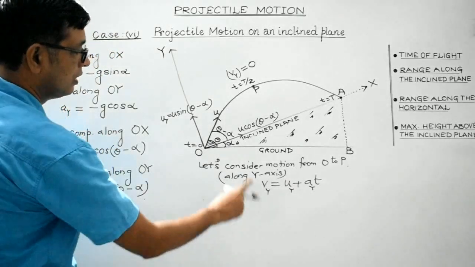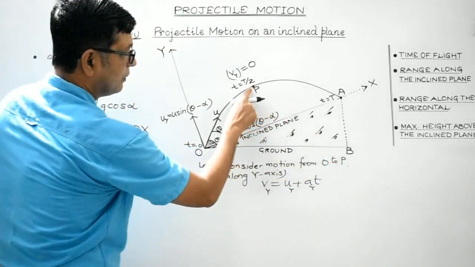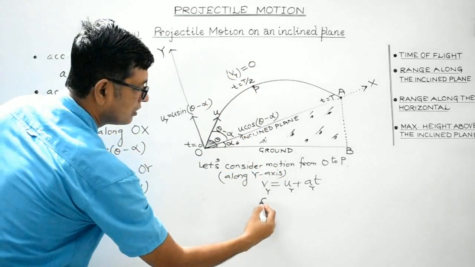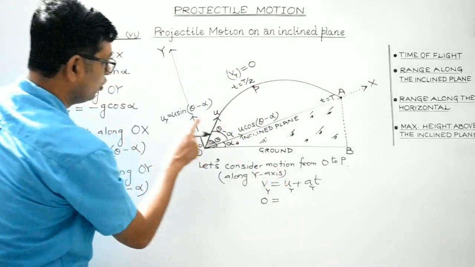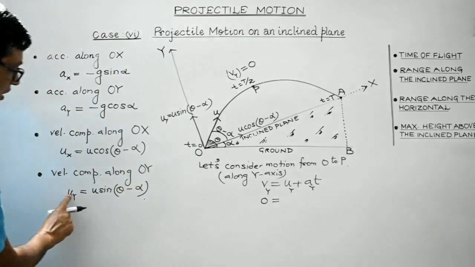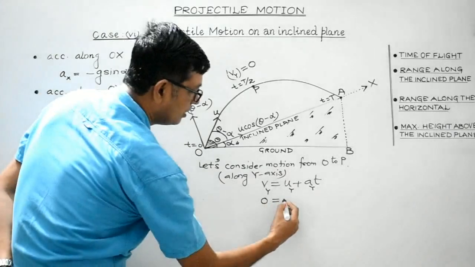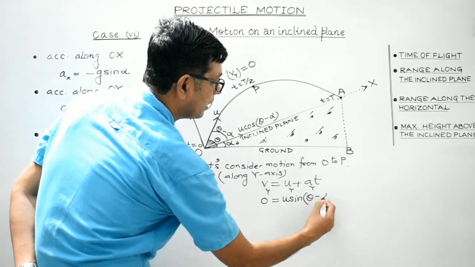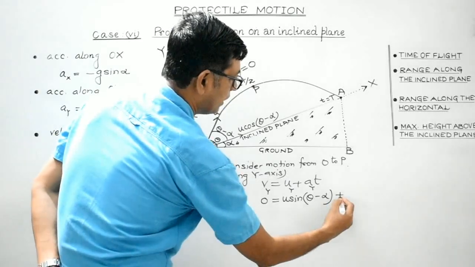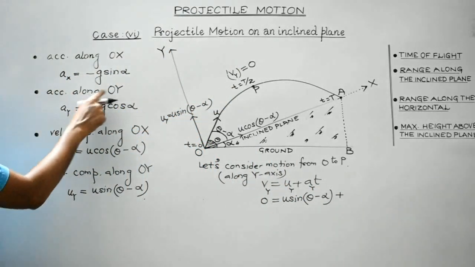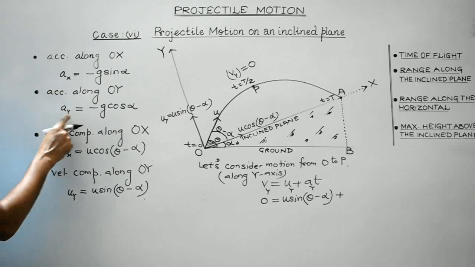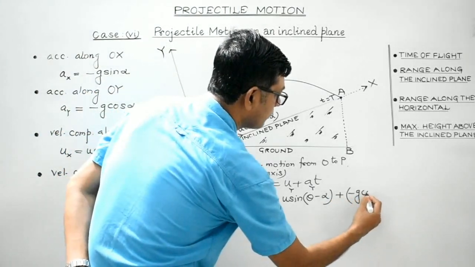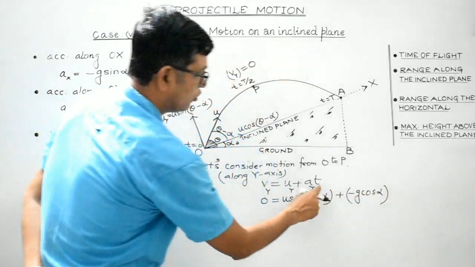So what do we do? O is the initial point, P is the final point. At final point P, the vertical component of velocity is 0. So Vy is 0. What about Uy, students? Uy, the initial vertical component of velocity along y-axis, is U sine (theta minus alpha). Plus, what is Ay? What is the acceleration along Oy, that is y-axis? That is minus g cos alpha. Minus g cos alpha. And what about small t?